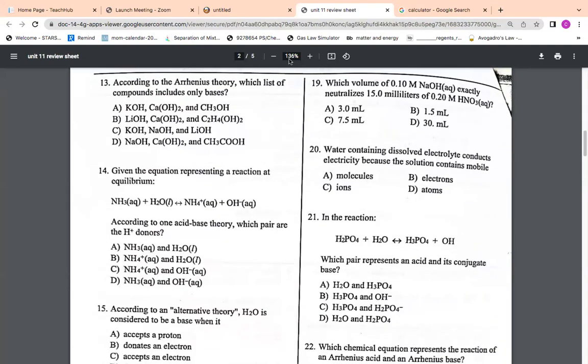19. Another titration problem. Which volume of 0.1 molar sodium hydroxide exactly neutralizes 15 milliliters of a 0.2 molar HNO3 aqueous solution? So whenever they're talking about neutralization, they're giving you volumes and they're giving you molarity, they're talking about titration. So again, MA VA equals MB VB.